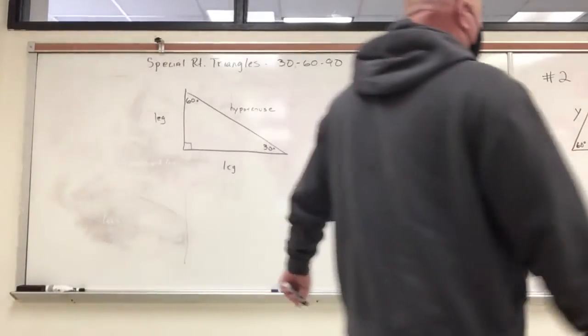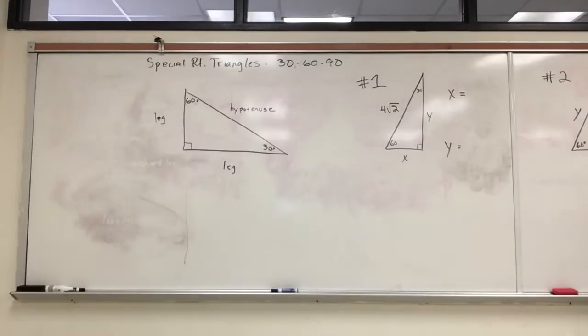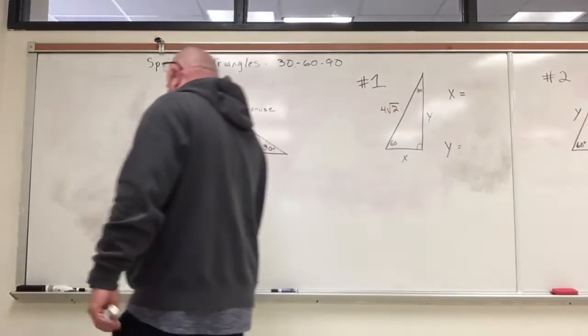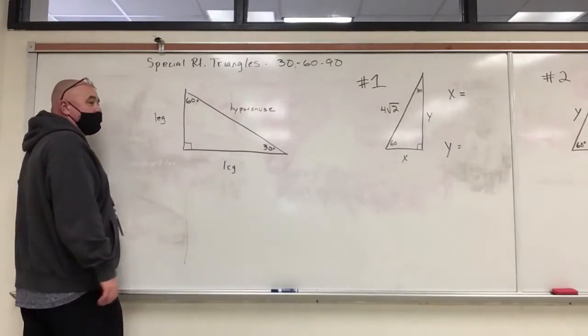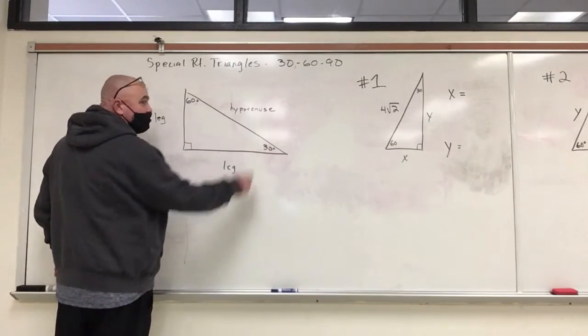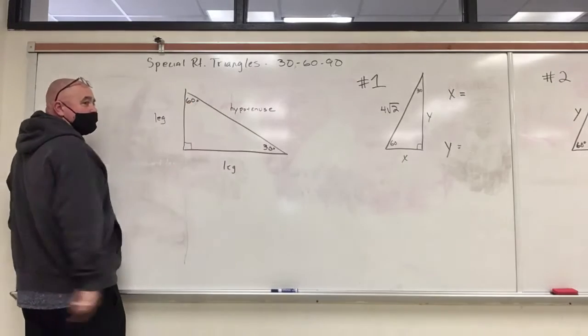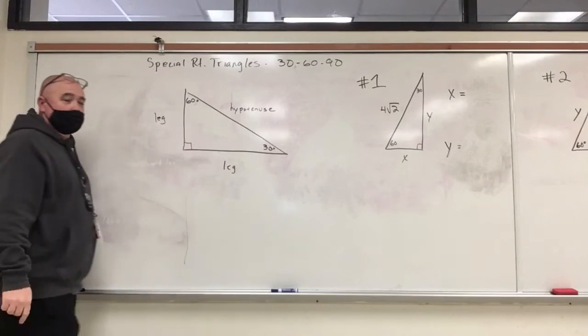All right, so today we're gonna continue with special right triangles. Okay, Monday we talked about the first special right triangle, and that was a 45, 45, 90 degree. Today we're gonna talk about the 30, 60, 90. When I talk about the 30, 60, 90, of course, it's got a 30-degree angle, a 60-degree angle, and a 90-degree angle.